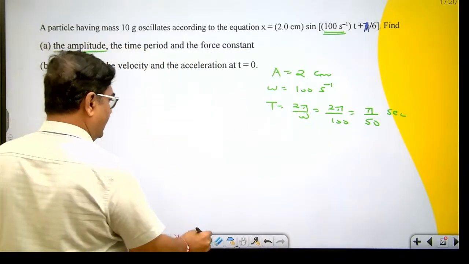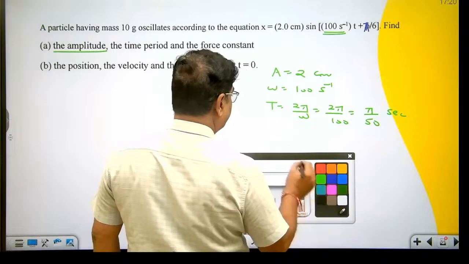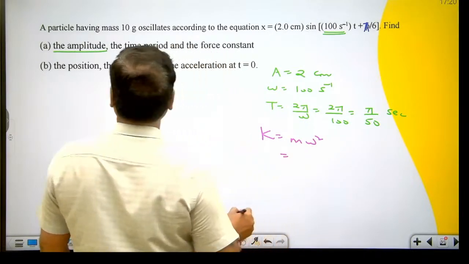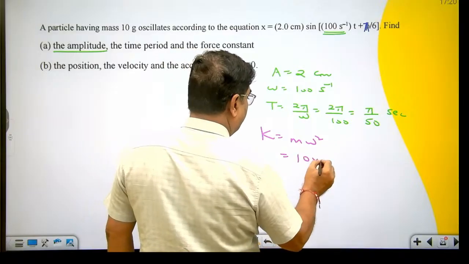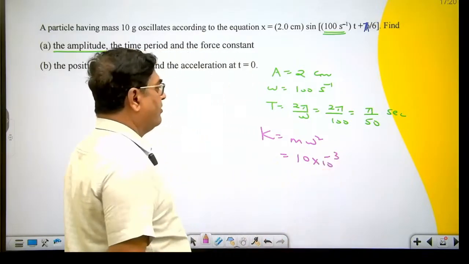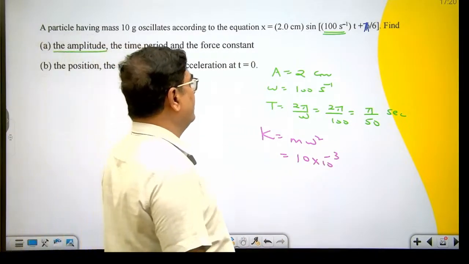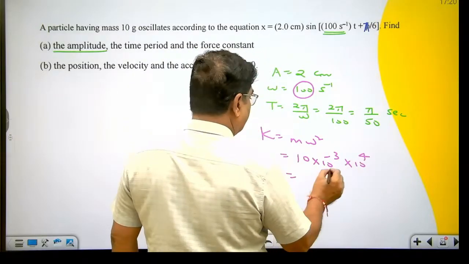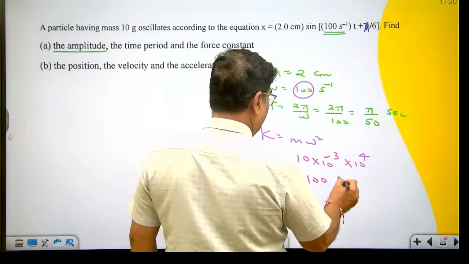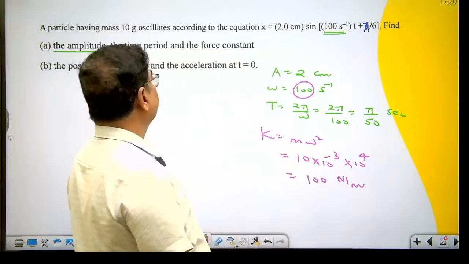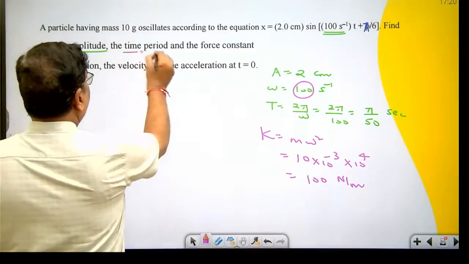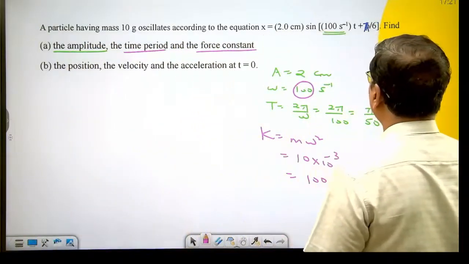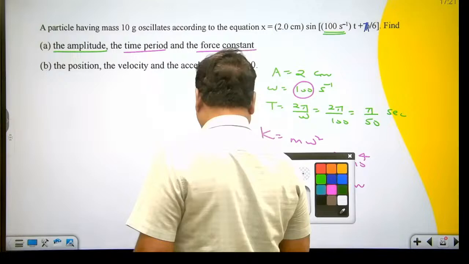Now force constant K. K is what? m omega square. What is m? Mass is given 10 gram. 10 gram converted to kilogram, 10 into 10 power minus 3. And what is omega square? This is 100, 10 power 2 square means 10 power 4. So dear student, this will be 100 Newton per meter. So we got amplitude, time period, and the force constant. Now position, velocity, and the acceleration at t equal to 0. Substitute t equal to 0 in the equation.